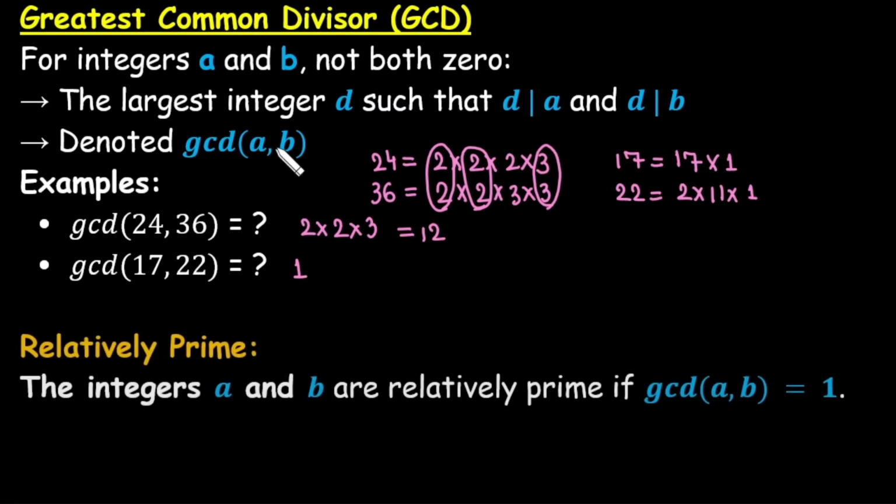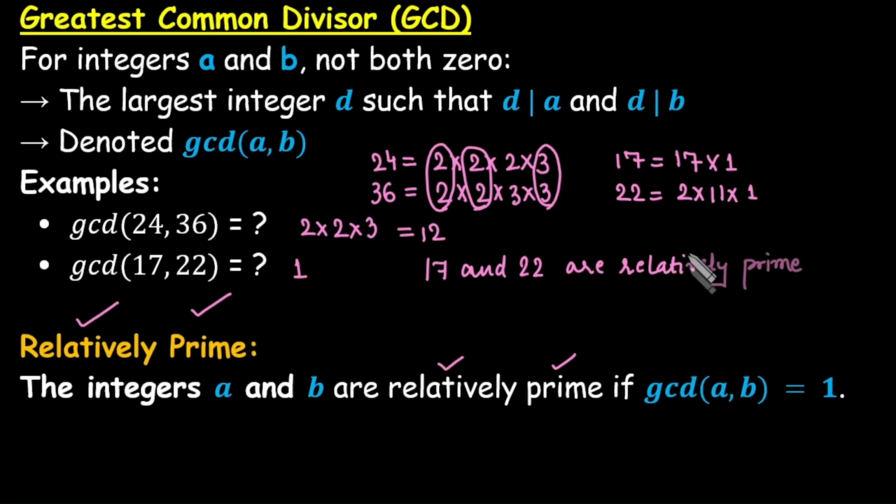Relevant to the GCD, we have another term called relatively prime numbers. Two integers are called relatively prime numbers if their GCD is 1. Like in this case, the GCD of 17 and 22 is 1. So we call 17 and 22 relatively prime numbers. It is not necessary that these two numbers are prime numbers. For example, if we take 4 and 9, nothing is common between 4 and 9 except 1. So its GCD is 1, and we can say that 4 and 9 are relatively prime numbers.